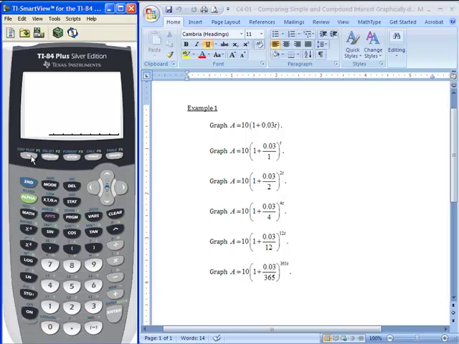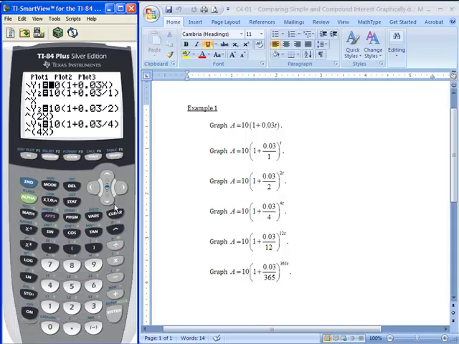All right, the first thing I'm going to do is go into the y equals menu here now that I've finally finished the graphing. And I'm going to turn off the middle graphs.